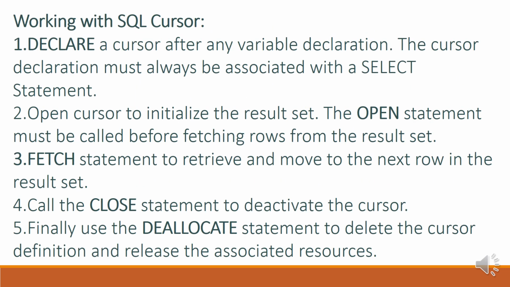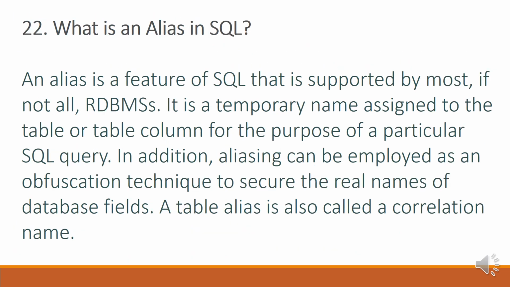Working with an SQL cursor: declare a cursor after any variable declarations. The cursor declaration must always be associated with a select statement. Open the cursor to initialize the result set. The open statement must be called before fetching rows from the result set. Use the fetch statement to retrieve and move to the next row in the result set. Call the close statement to deactivate the cursor. Finally, use the deallocate statement to delete the cursor definition and release the associated resources.